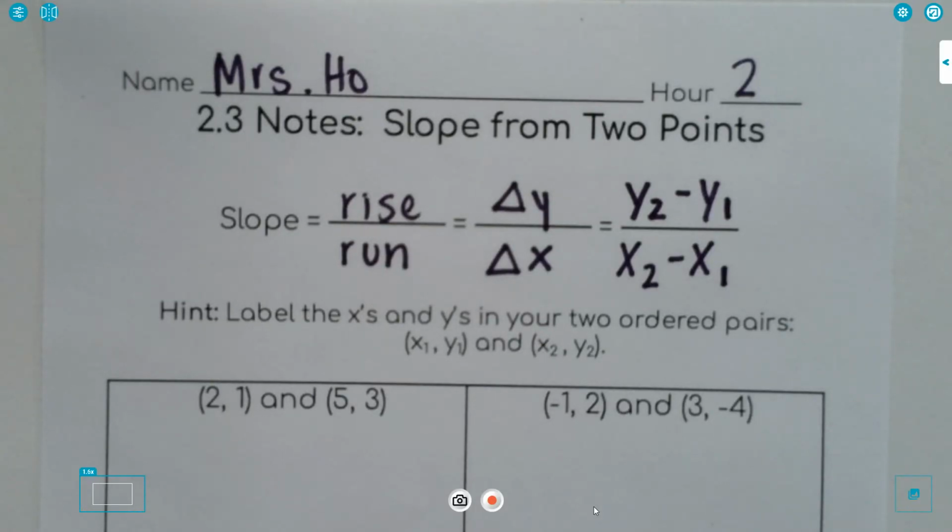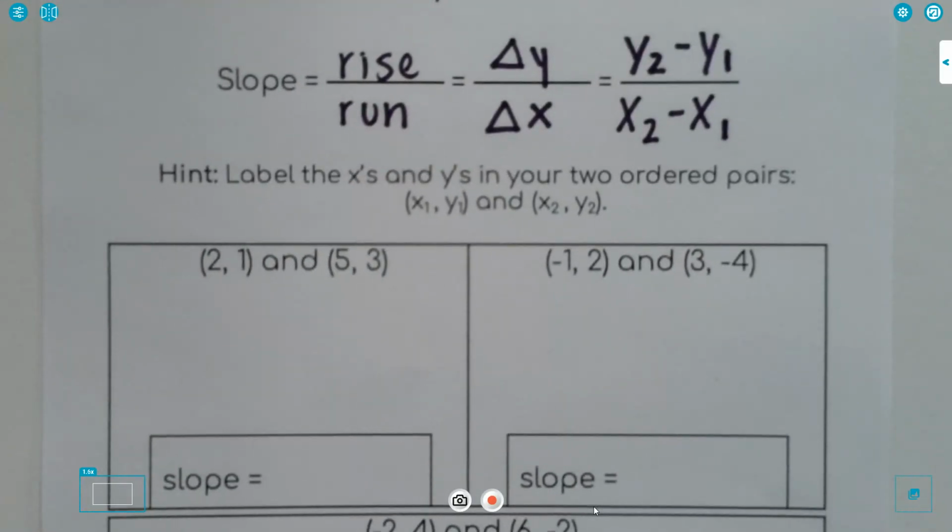So what the y2 and y1 mean is it's y from my second ordered pair minus the y from my first ordered pair over the x from my second ordered pair minus the x from my first ordered pair. So you look at x and y from your 2 ordered pairs. Okay, and I put a hint there, label your x's and y's. It's going to make your life way easier until you get the hang of this. Once you get the hang of it, if you can do it without labeling, I'm not going to make you. But here at the beginning, label them so you know where things are coming from.